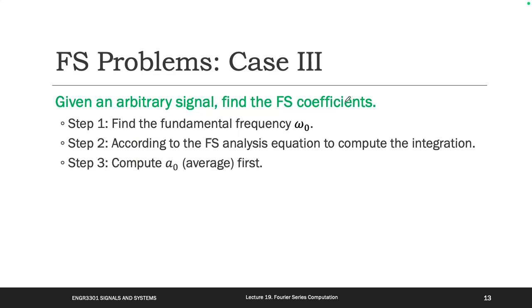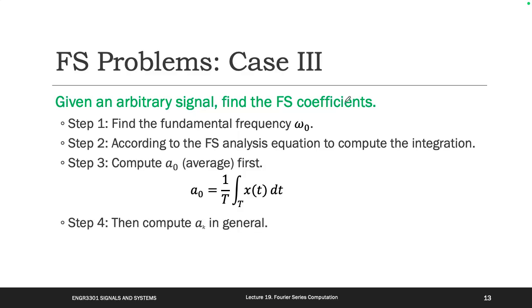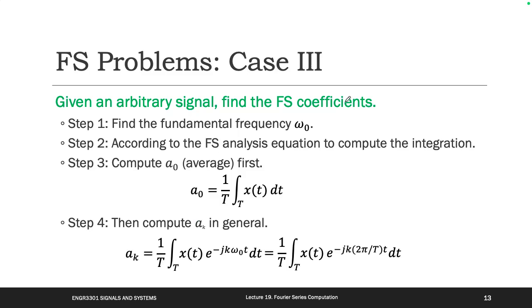And usually we compute a_0, the average, first, and we will talk about why. This is a_0 equals the integral over T, and do you know why there is no e term? Because k equals 0, which means the e part is 1, am I right? So this is a_0, and then compute a_k in general. That makes sense to you? Any questions so far? Okay, let's talk about some examples.